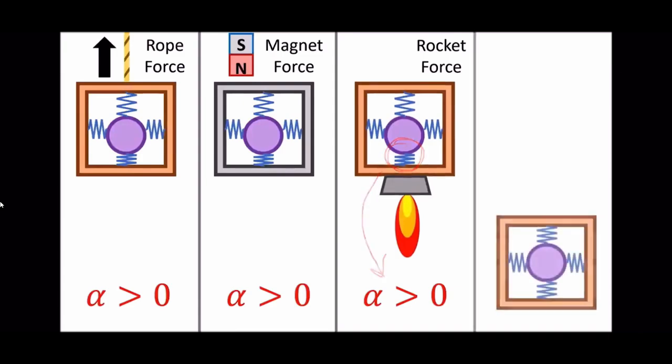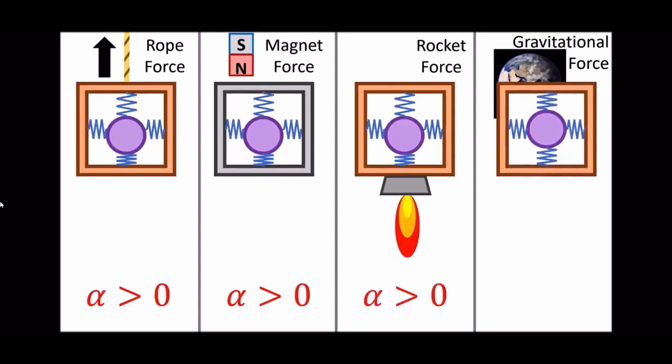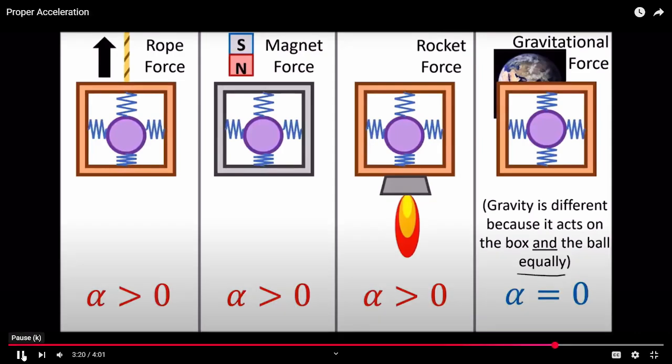Now, what about the case of an accelerometer moving in free fall towards the Earth? Since both the outer box and the inner ball will have the same acceleration relative to the Earth's center, this means that the inner ball will travel with the exact same motion as the outer box, meaning there is no spring compression, and therefore proper acceleration alpha is measured to be 0. We can see here that gravity is different than other forces in nature that we've seen, because gravity acts on both the outer box and the inner ball equally.